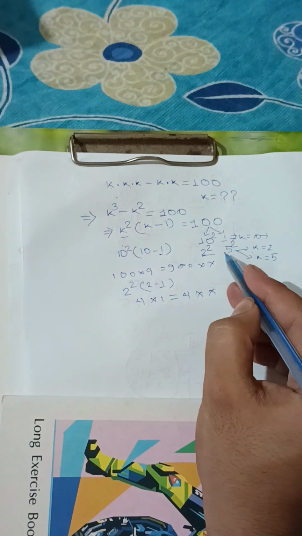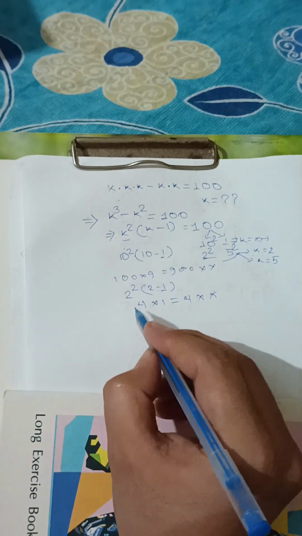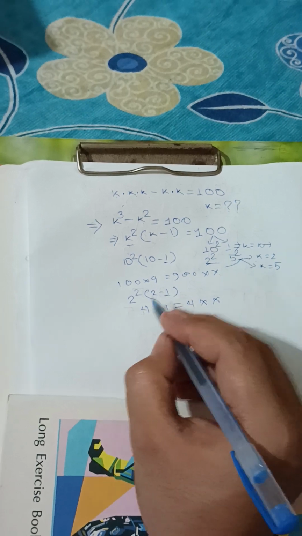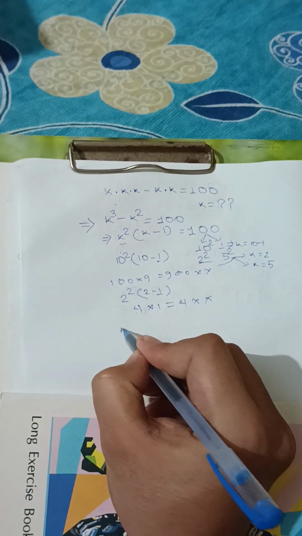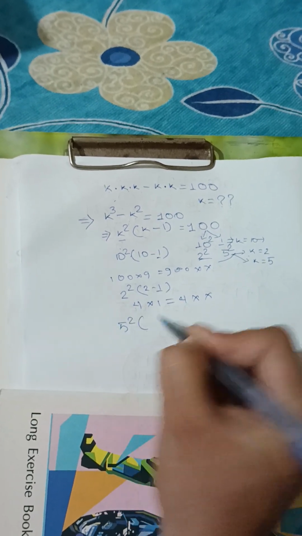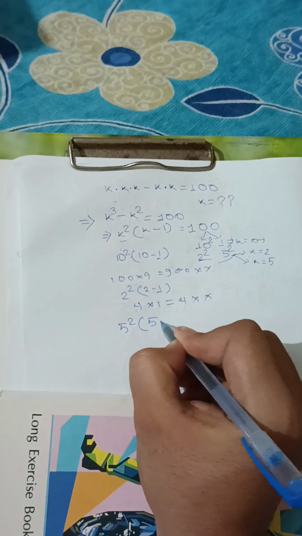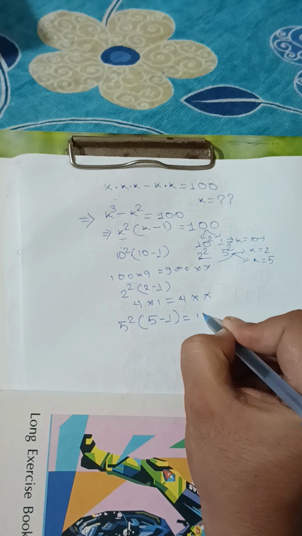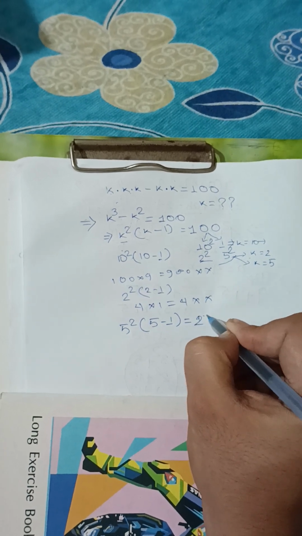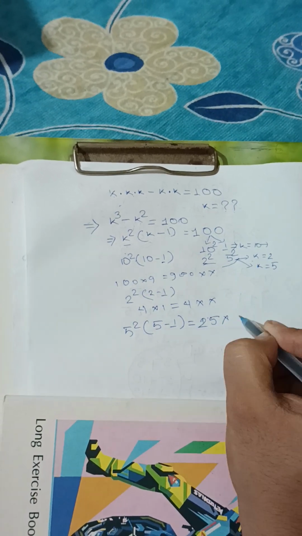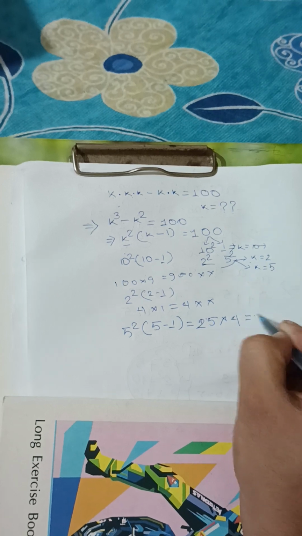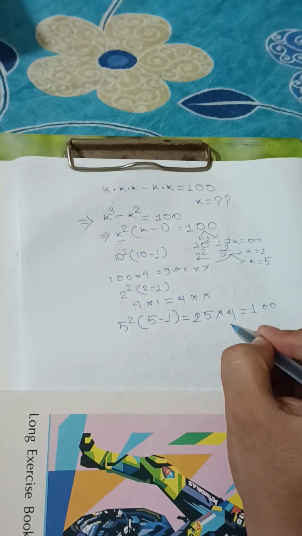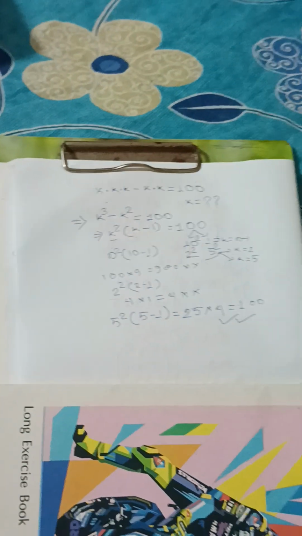If we use k is equal to 5, then k square, 5 minus 1, is equal to 25 into 5 minus 1, 4, 25 into 4 is 100. So this is a valid answer for the value of k.